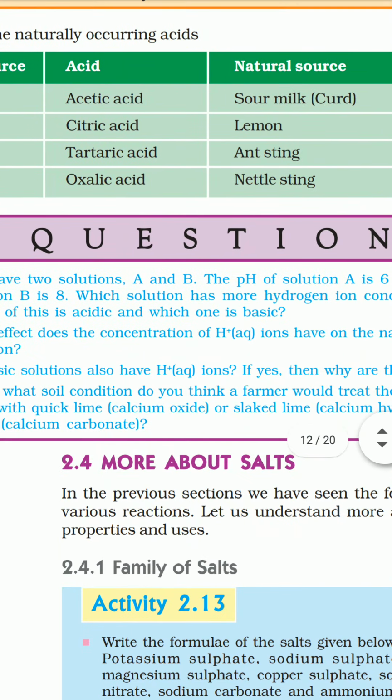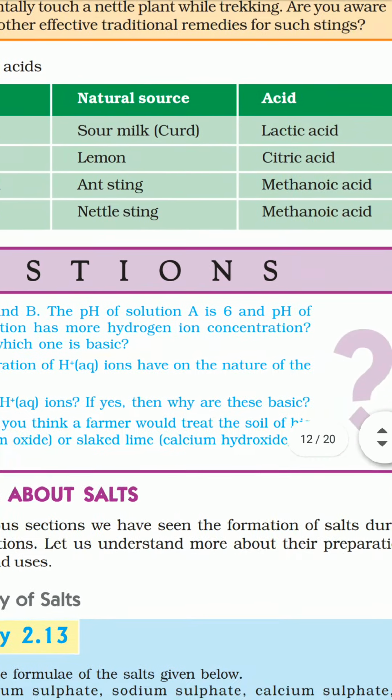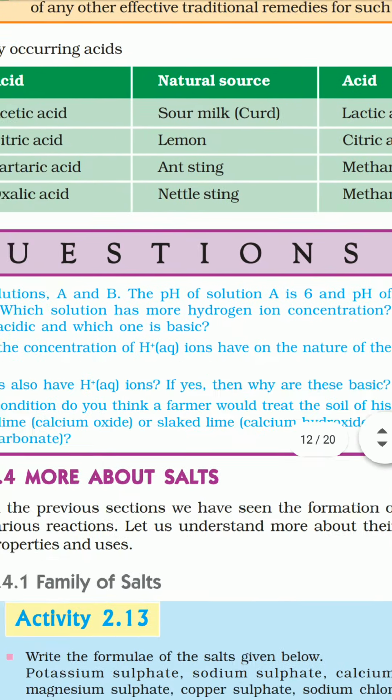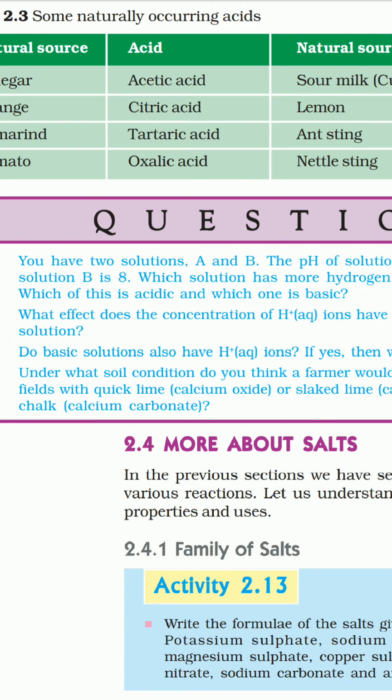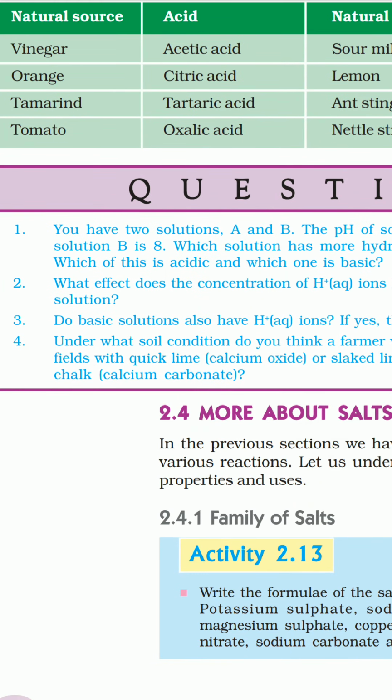Next, what effect does the concentration of hydrogen ions in aqueous solution have on the acidic nature of a solution? The acidic nature of a solution is directly related to the concentration of hydrogen ions. As the concentration of hydrogen ions increases, the acidic nature of the solution also increases. Do basic solutions also have hydrogen ions? If yes, then why are these basic? Yes, basic solutions also have hydrogen ions. As the solutions are prepared in water, and water being a weak electrolyte, it dissociates into hydrogen ions and hydroxyl ions. But the number of hydrogen ions is very small as compared to hydroxyl ions.